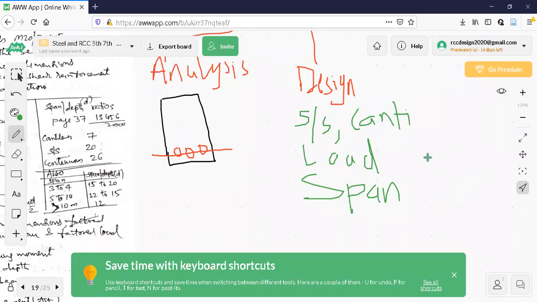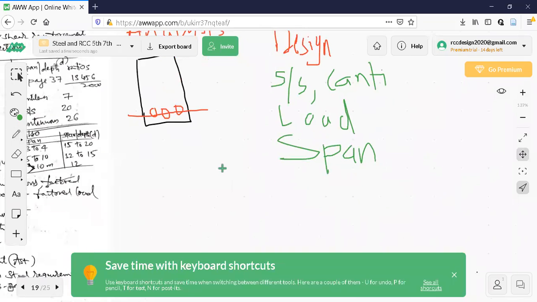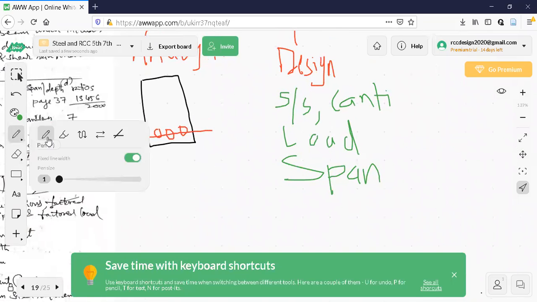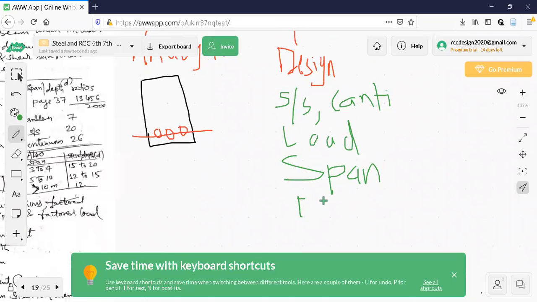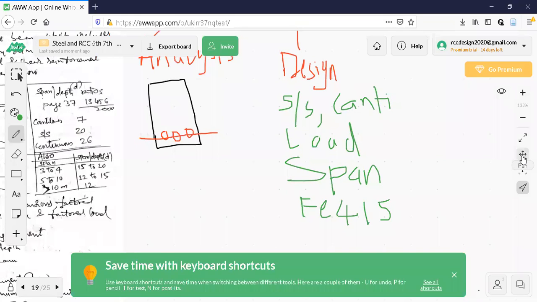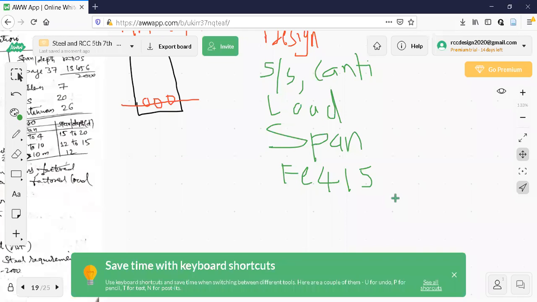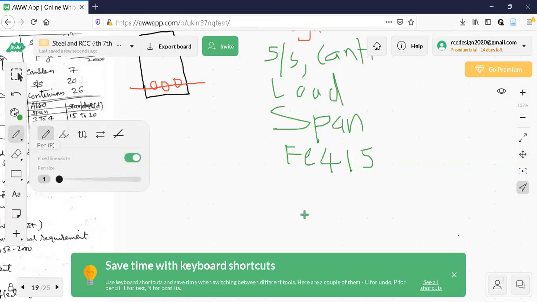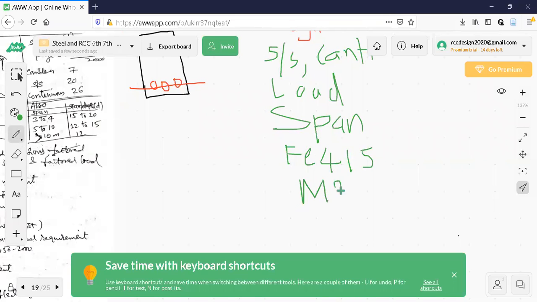Then apart from this, the material used, whether Fe 415 or Fe 500, they have to clearly mention that. Now I'll write it. Just observe. The grade of steel Fe and concrete will be given. Either 415 or 500 is given. You have to be careful about what the different constants are if Fe 500 is used instead of Fe 415. Now you can see here. Next one is M20.